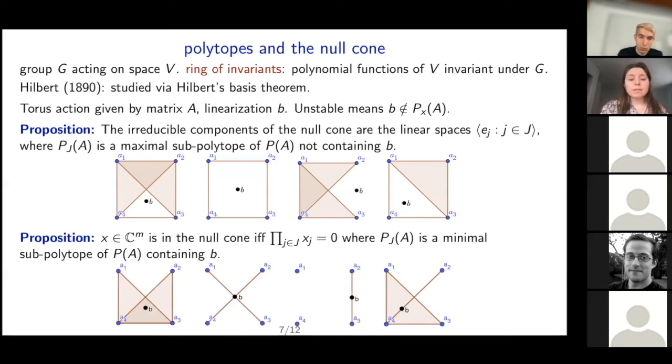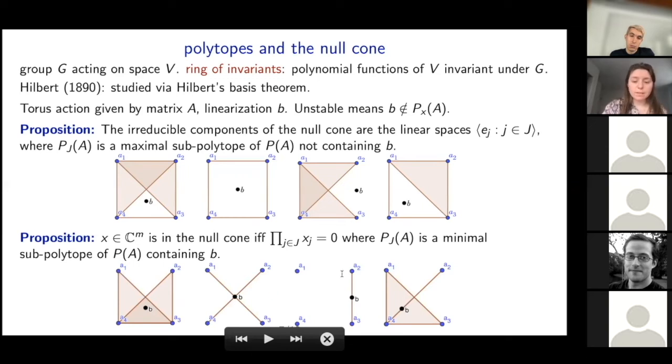And it tells us polynomial equations or monomials that must hold for a point to be in the null cone. So some x is in the null cone if and only if all of these products vanish, where our index set J gives some subpolytope Pj of A that's minimal in P of A containing the vector B. So this is sort of the opposite condition.